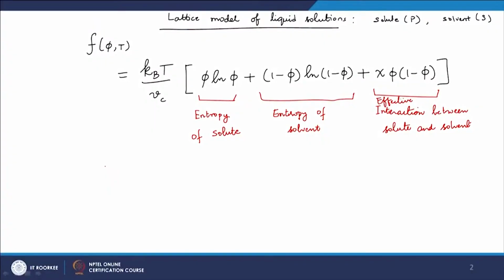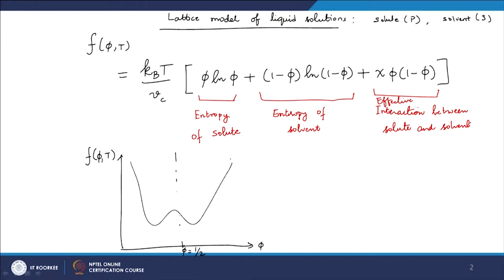Okay. So, with this, what we have also discussed is this function happens to be symmetric around phi equal to 1 by 2. And of course, this is what will happen for a phase separation. For no phase separation, we should have a behavior like this.